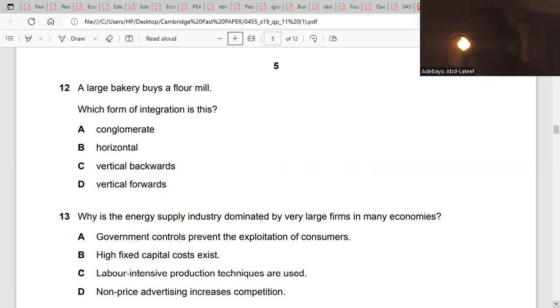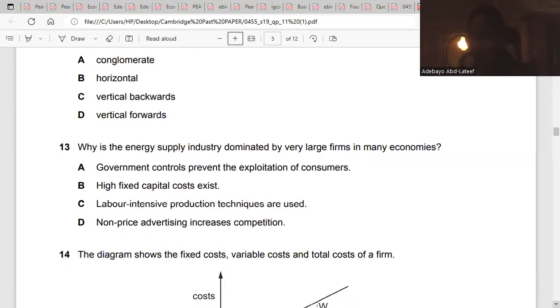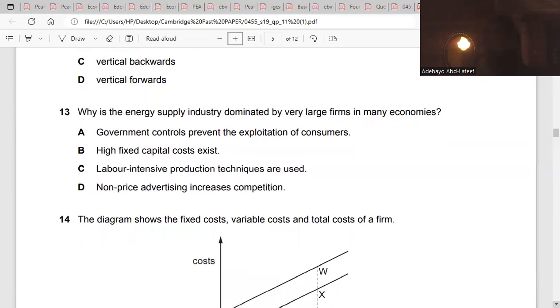13. Why is the energy supply industry dominated by very large firms in many economies? The energy supply industry is dominated by very large firms because they are capital intensive, and it is only large firms that have the financial capability to invest in such projects. So high fixed cost. So the answer is B.